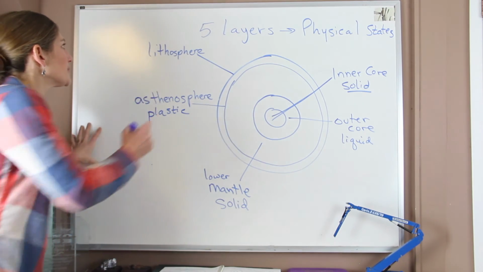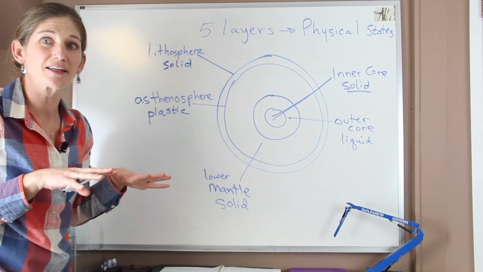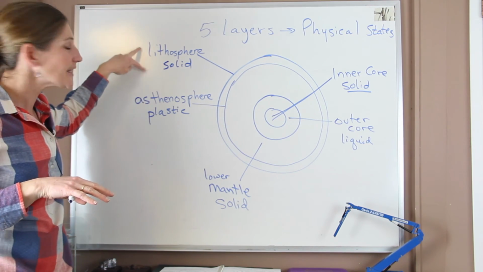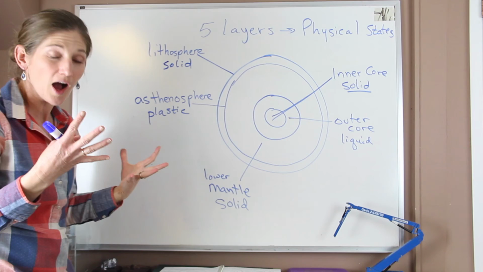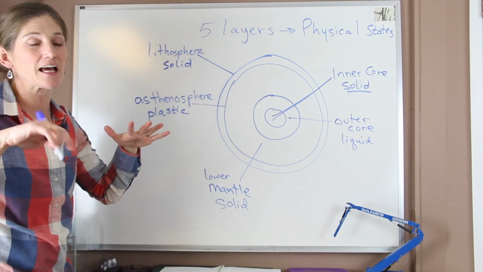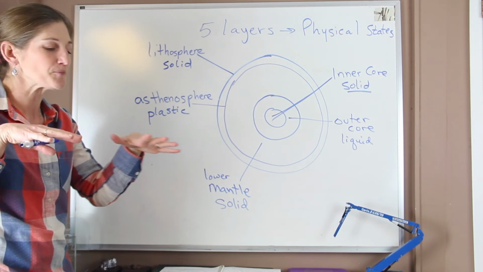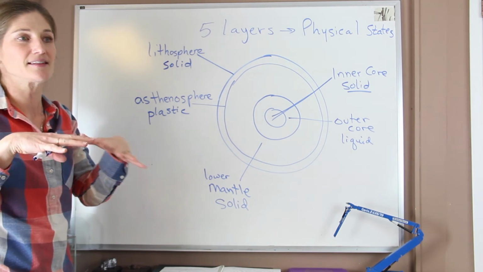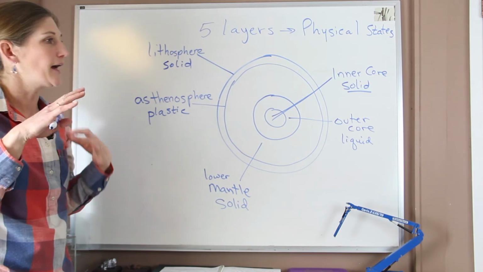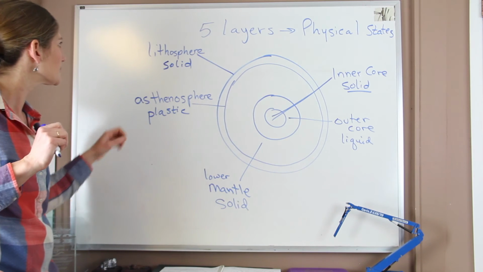And that's really important because our lithosphere, which is solid, sits right on top of it. And it's this solid lithosphere that's broken up into these large plates. Those are the plates for plate tectonics. They move on top of this plastic asthenosphere, and it's those movements that lead to the formation of earthquakes and the different plate boundaries, which can lead to mountains and volcanoes and all that awesome stuff.